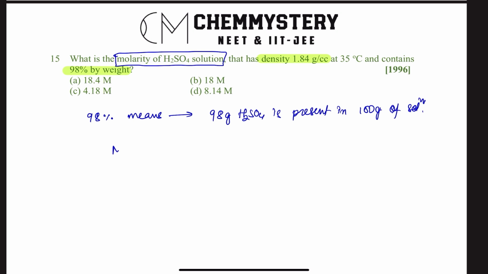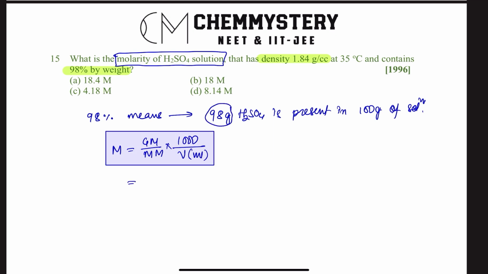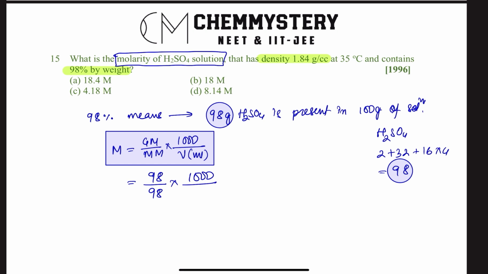We need to find what? Molarity. What is molarity? Given mass by molecular mass into 1000 divided by volume of solution in ml. This is the molarity formula, right? Now let's find the given mass. Just now we have seen it is 98 because 98% is given. What is the molecular mass of H2SO4? Hydrogen 2, sulfur 32, plus 16 into 4. So finally how much are we getting? 98. 98 is the molecular mass of H2SO4 also. 98 into 1000 divided by volume. Is volume given to us? No. Volume is not directly given to us, whereas density is given.